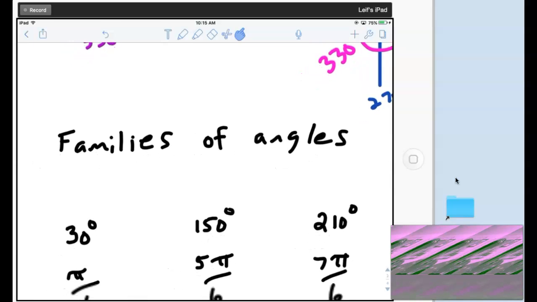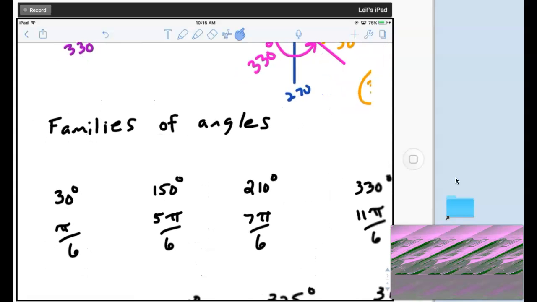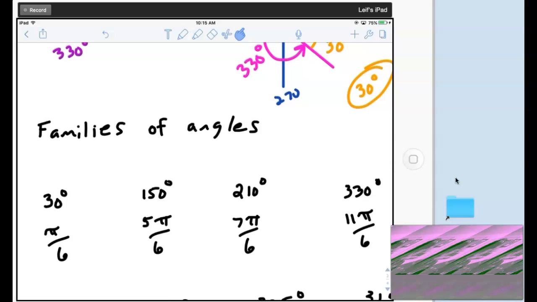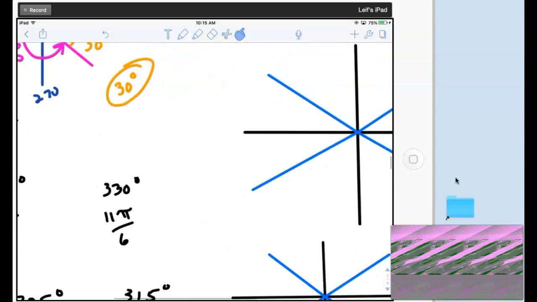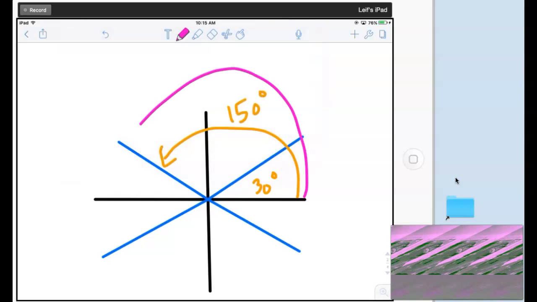All right, next, I'm going to talk about families of angles for a minute. 30, 150, 210, and 330 are a family of angles, okay? And 30 degrees in radians is pi over 6. So I listed all the radians below them, so 150 degrees is 5 pi over 6, etc., etc. What this means is, if I went over here and say this is 30 degrees, and then this one would be 150 degrees, and if I took the next one, which would be 210, 210 would be this one.